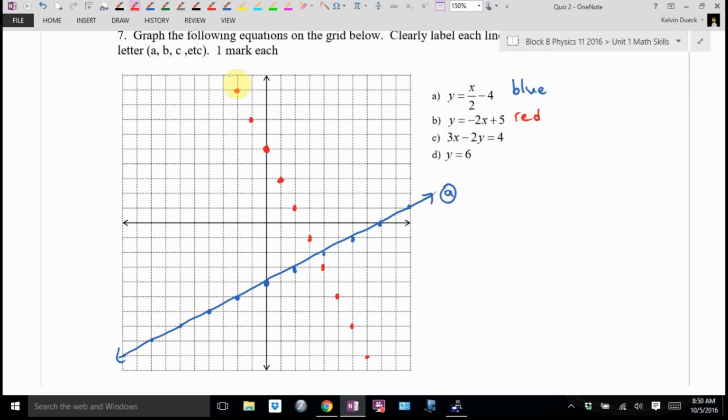Careful, careful, careful. Yoink. I kind of slid the ruler a bit, but it's close.